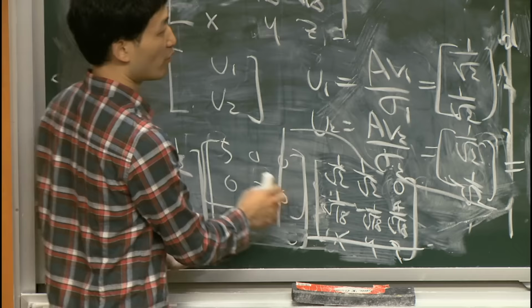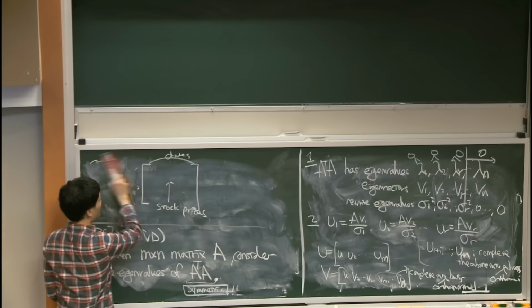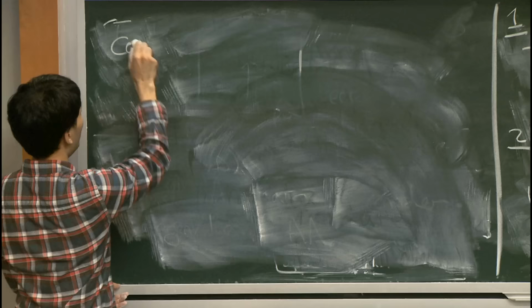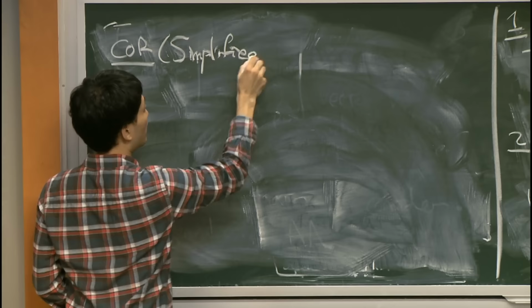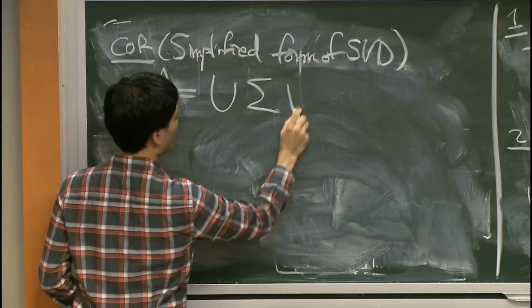The only relevant ones are those with non-zero eigenvalues. So drop this and drop this. That will save you some computation. So let me state a different form of singular value decomposition. So this works in general. So as a corollary, we get a simplified form of SVD. A becomes equal to U times sigma times V transpose. And A was an M by N matrix.